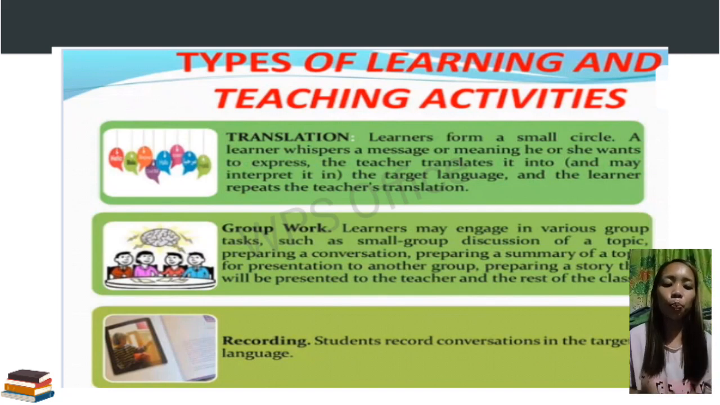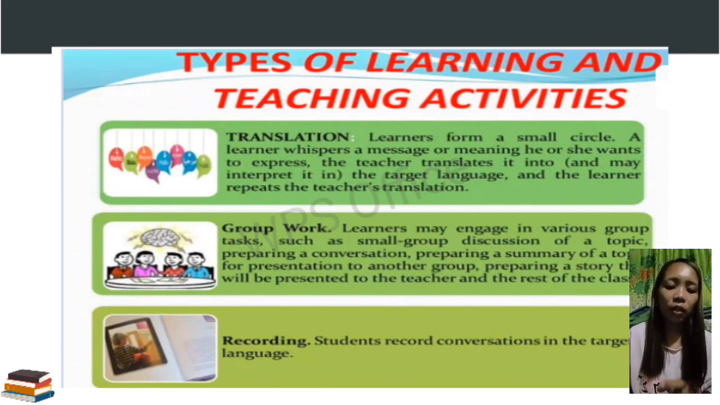So next is the group work. Learners may engage in various group tasks such as small group discussion of a topic, preparing a conversation, preparing a summary of a topic for presentation to another group, preparing a story that will be presented to the teacher and the rest of the class. This group work is very essential in learning a certain language, because the students will participate in the group discussions, so it will lead them to develop or to acquire the target language.